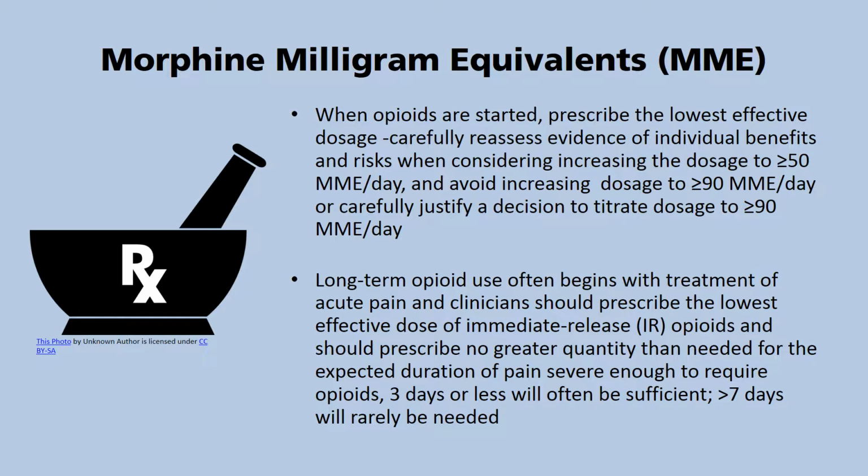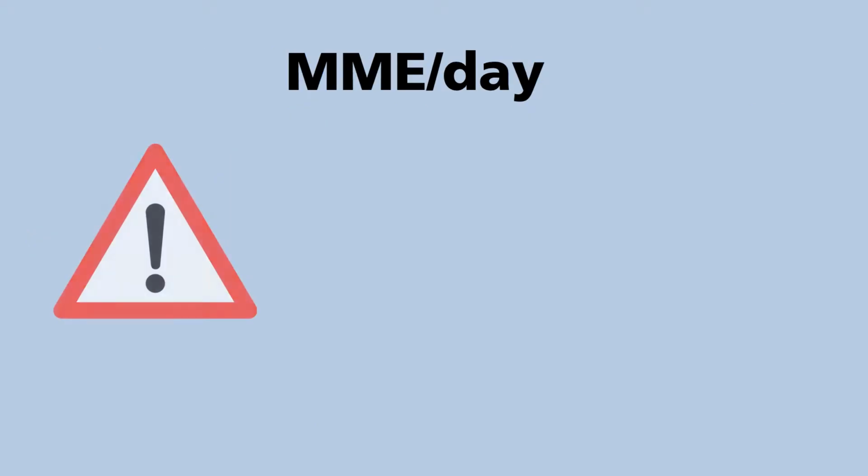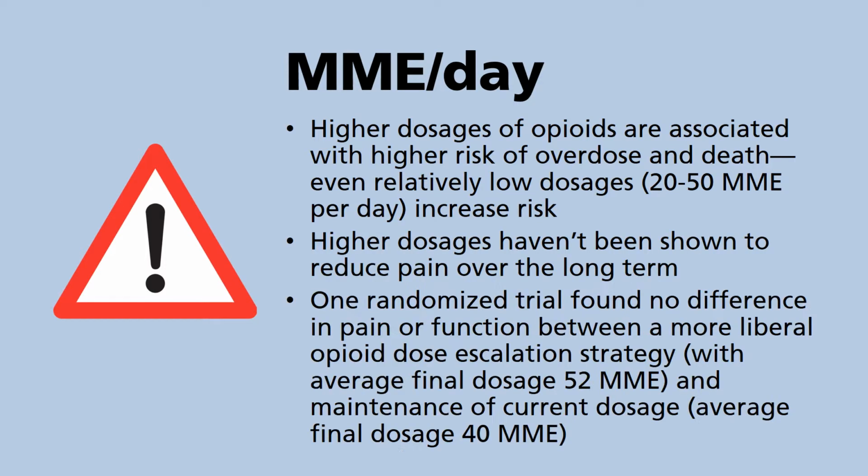Another important point to remember is that long-term opioid use often begins with treatment of an acute pain event. Prescribing opioids should be limited to 3 to 7 days of therapy for acute pain. Titrating opioids to higher doses is associated with increased risk of overdose and death.